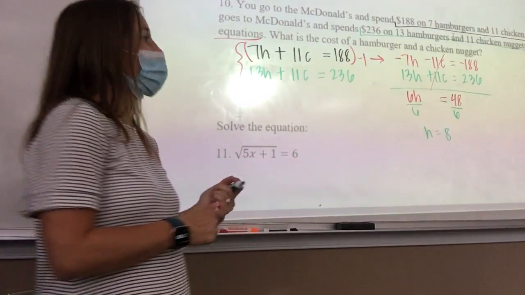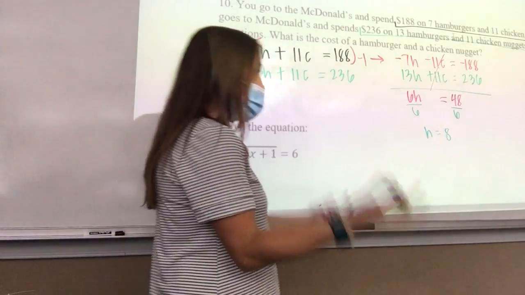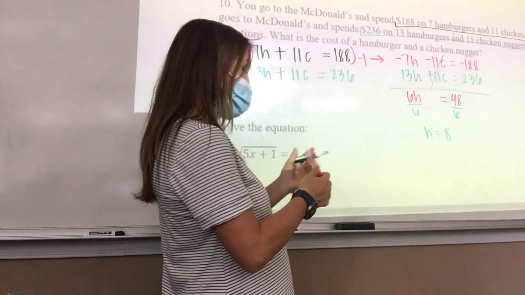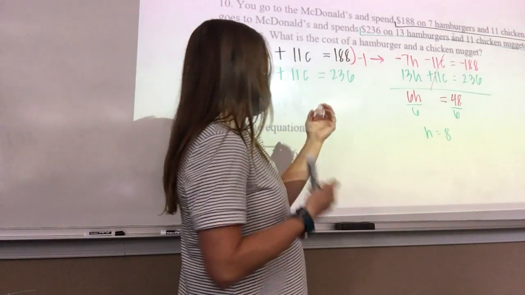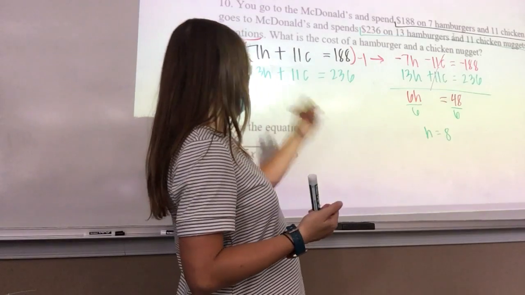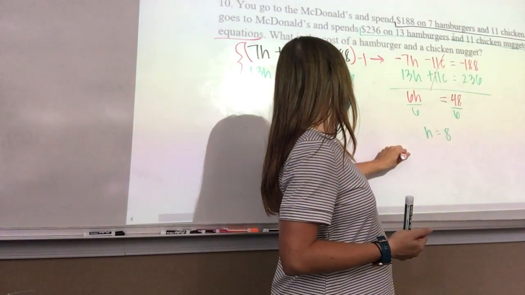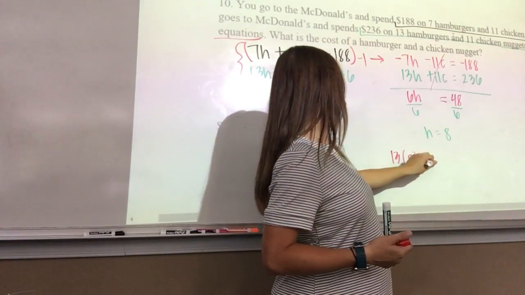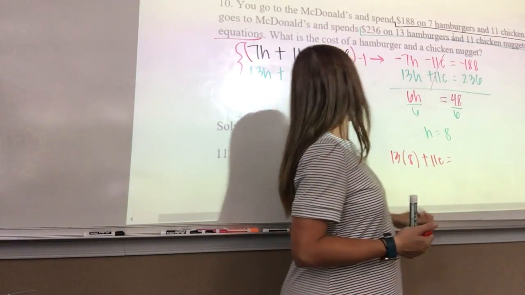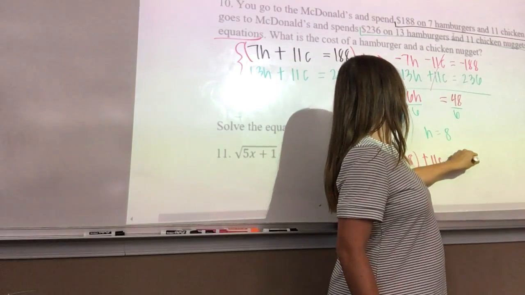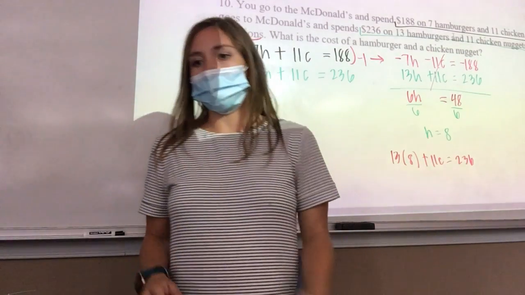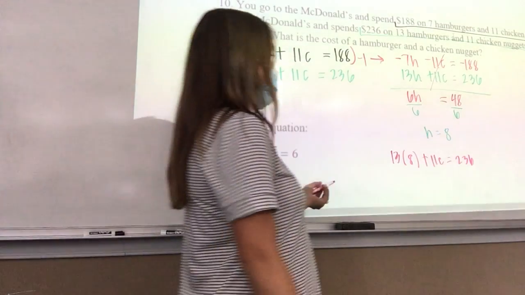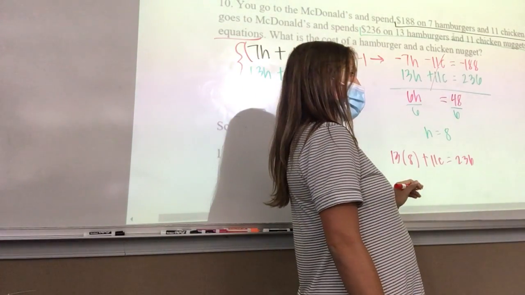Now you go back and plug it in. Once we have one variable, we can plug it back in. Does not matter which one you plug it back into. Either or is fine. So I'll go to this one. 13h. Instead of H, I now know hamburgers are $8. Plus 11c equals 236. What's 13 times 8? 104.